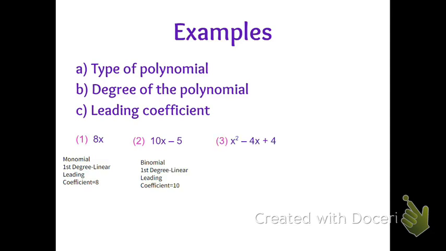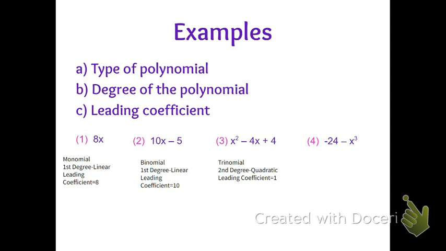x squared minus 4x plus 4, that's a trinomial because it's got 3 terms. The highest exponent on the x's is a 2, so it's 2nd degree or quadratic. And the number in front of the x squared, remember if there's no number written there, it's a 1. It's a 1x squared.